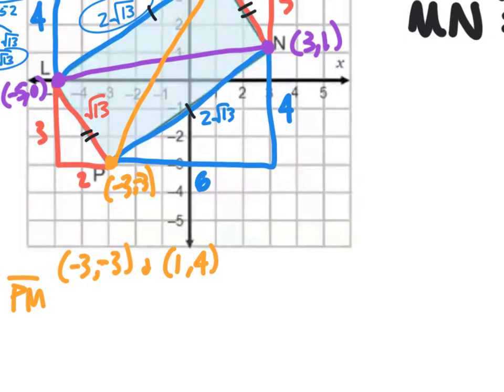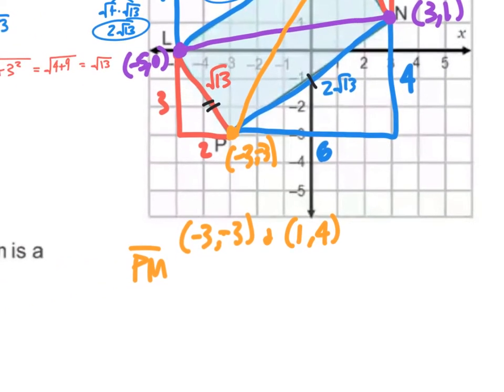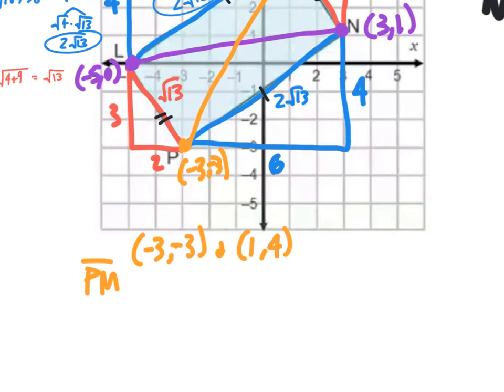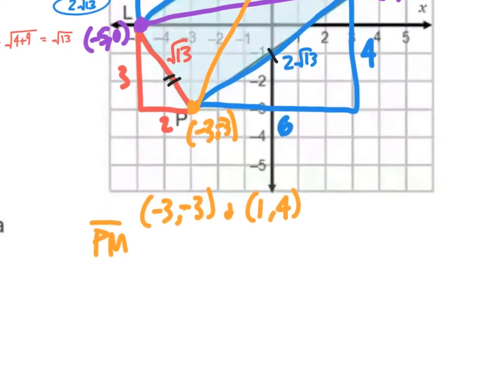Okay, so let's take a look. All right, so let's do this. Let's find the midpoints first. Okay, so let's do the midpoint. See if they share a common midpoint. And then let's do that.